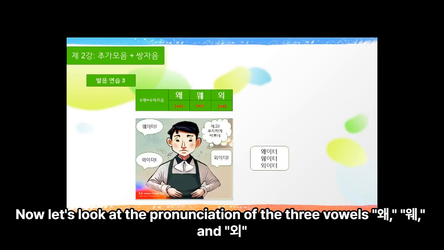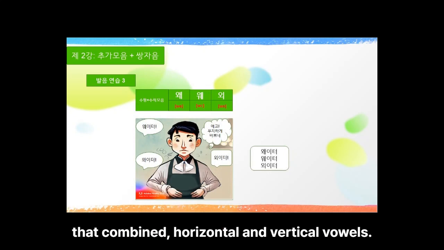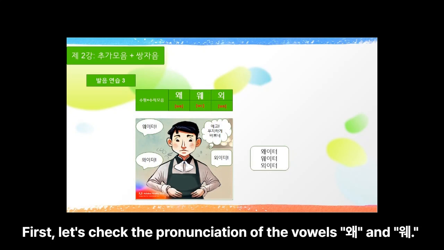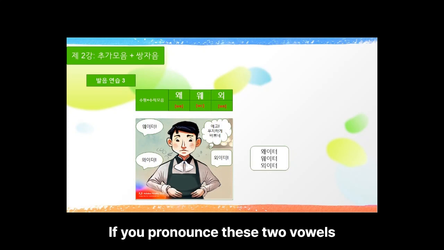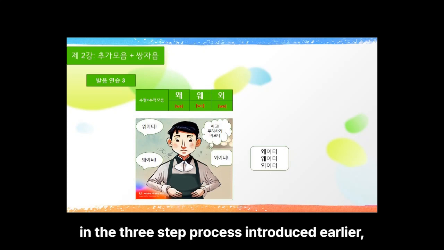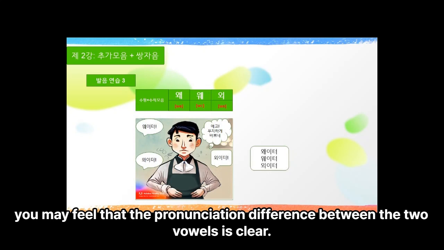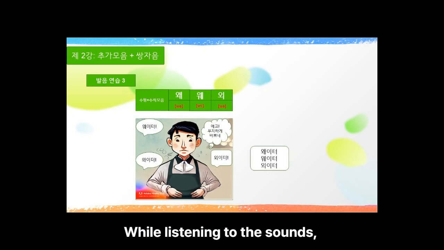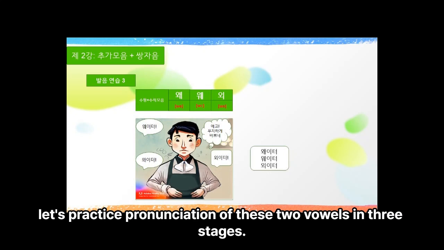Now let's look at the pronunciation of the 3 vowels wae, oe, and we that combine horizontal and vertical vowels. First, let's check the pronunciation of the vowels wae and we. If you pronounce these 2 vowels in the 3-step process introduced earlier, you may feel that the pronunciation difference between the 2 vowels is clear. While listening to the sounds, let's practice pronunciation of these 2 vowels in 3 stages.